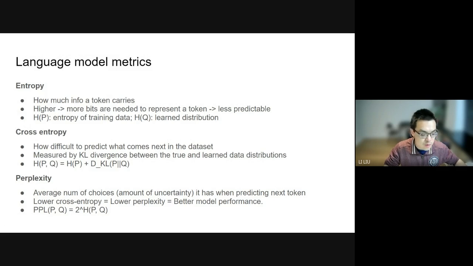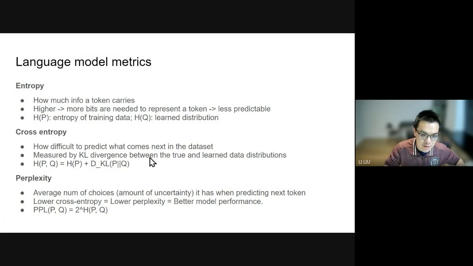That means the model learns all the information from the training data, but that's not possible. So that's why we have another metric called cross entropy. Essentially, it measures how difficult it is to predict what comes next in the data set. And we use KL divergence, as defined here, to measure how different the true and learned data distributions are. Essentially, if they are very close, we can perfectly predict what comes next in the data set.